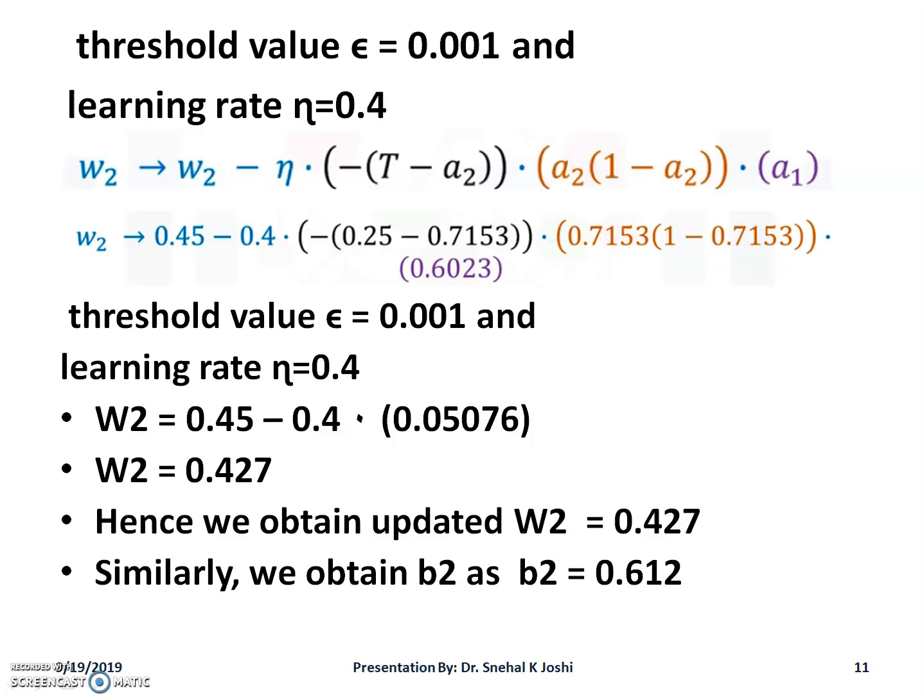In a similar way, we will find updated values for W1 and B1 as well. The gradient value obtained for W1 is 0.001021 and the updated values for W1 and B1 will be 0.1496 and 0.3959 respectively. This is our first iteration. This is the result of the first iteration after performing the first forward propagation and then calculating the gradient descent, applying it in back propagation and obtaining the values.